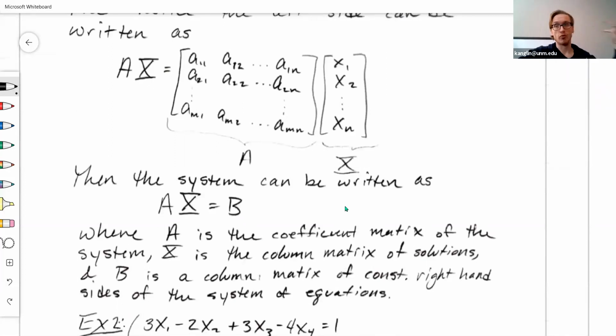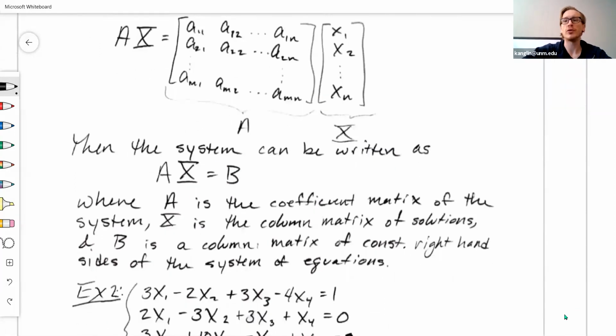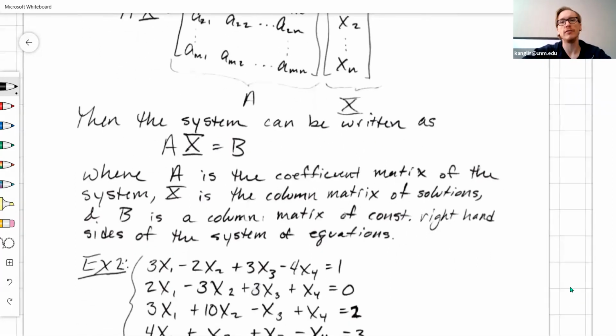So take that original system we started out with. If we can find the coefficient matrix, and we make an X matrix, the column matrix of the unknown solutions we're trying to find, and B, a column of the constant right-hand sides of the system of equations, then AX equals B represents the exact same information as the full system.